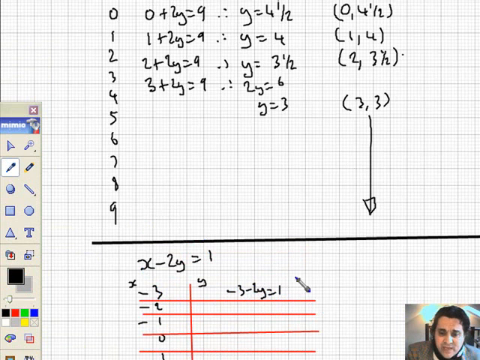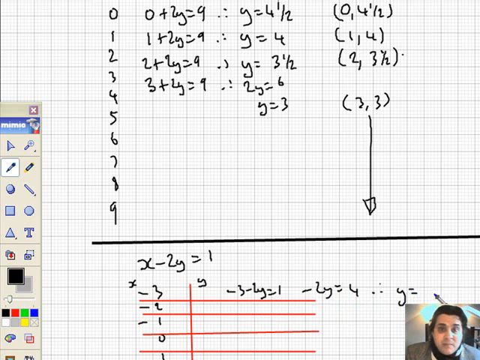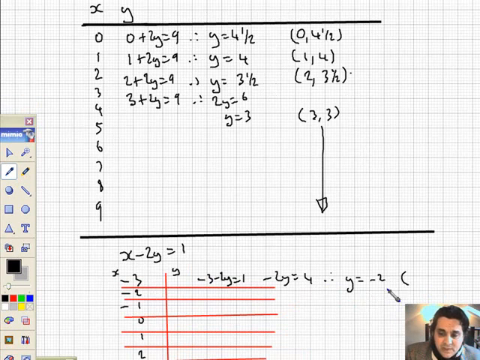So what we're going to do is take the 3 over and plus it, so we've got minus 2y equals 1 plus 3, that's 4. And now we just divide by minus 2. So y equals 4 divided by minus 2, minus 2. I've therefore created the point minus 3, minus 2. So that was the original x value, minus 3, and the y value is minus 2.